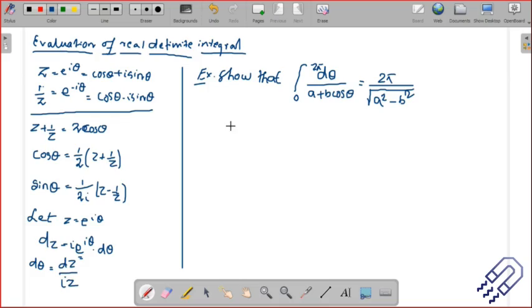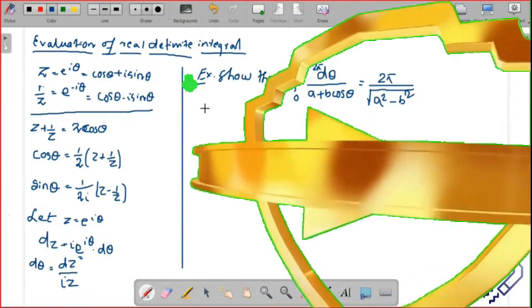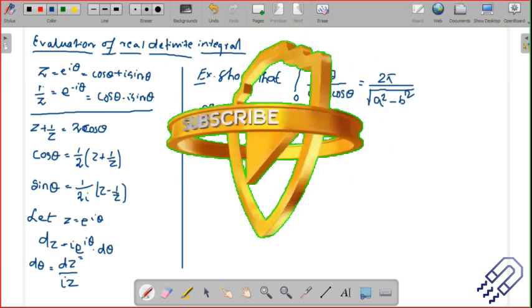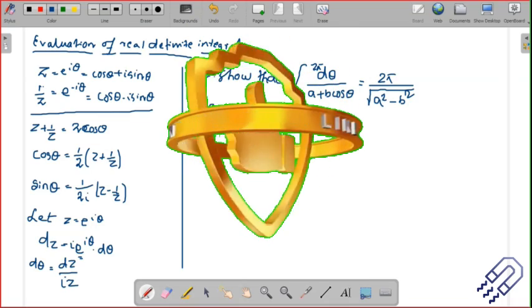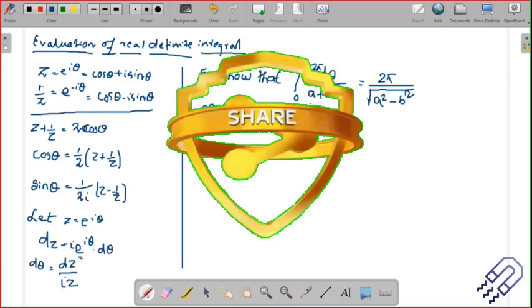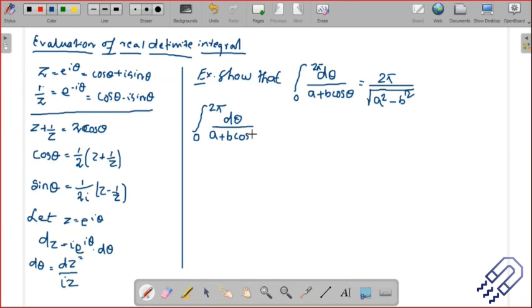It's fine, but don't do it in such a way that at the end of the day you are in a soup, not finding the answer and wasting a lot of time. So better to follow the procedure I'm showing you now. This is written in terms of theta, and I'm going to replace it with z so I can use contour integration. So I'll integrate over the contour C, and this becomes 1 divided by a plus b by 2 times z plus 1 by z, and d theta is dz divided by i z.